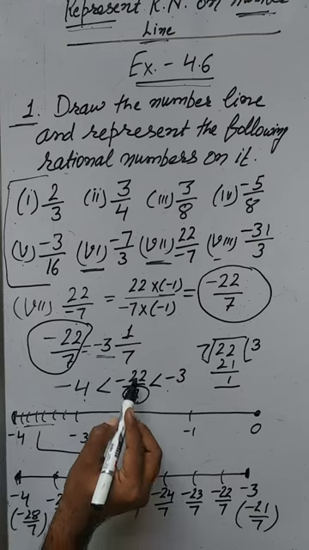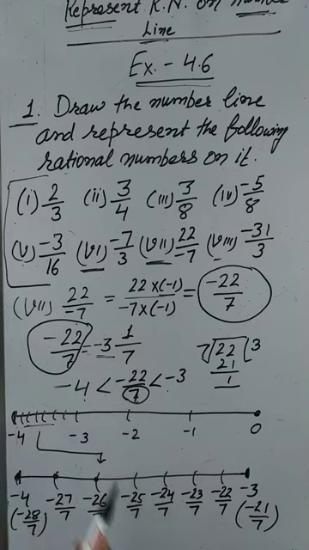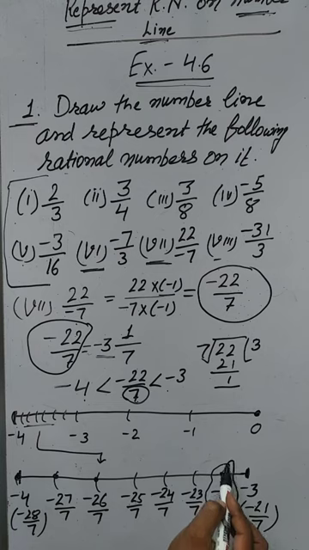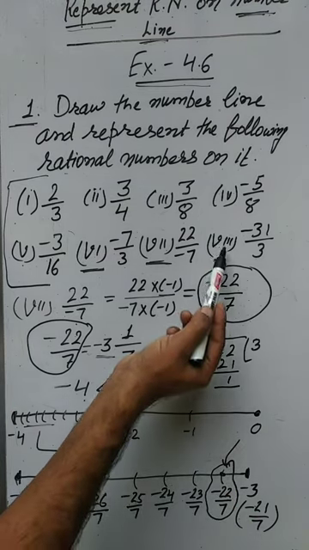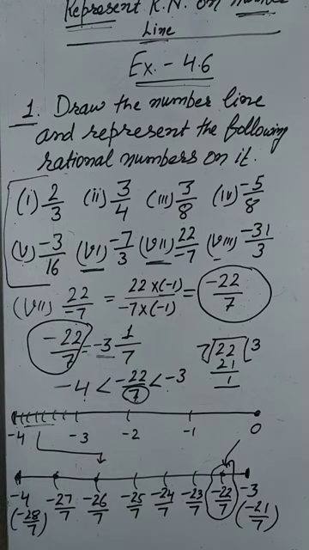Now clearly you have seen where your number minus 22 upon 7 lies, between minus 3 and minus 4. Clear beta? Understood? In that way you have to try the 8th part and the 6th part. I'm sure you can easily solve these types of problems. This is all for today. Solve these questions by yourself. Thank you beta.